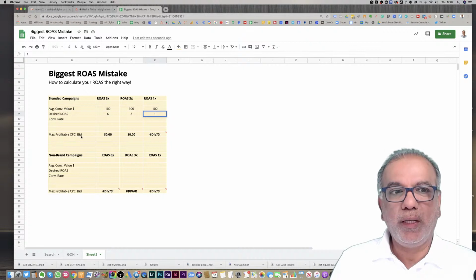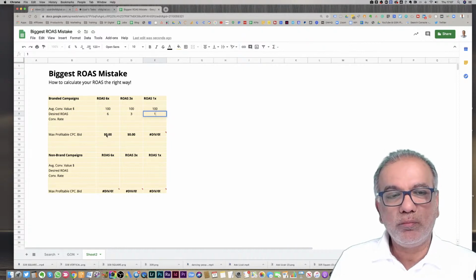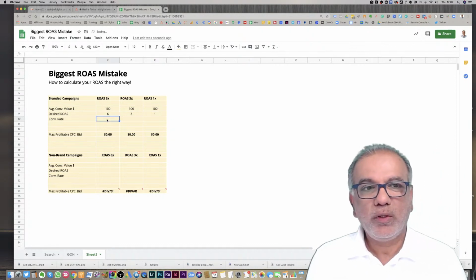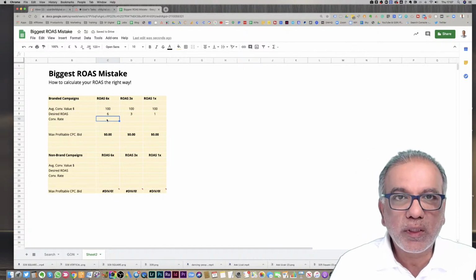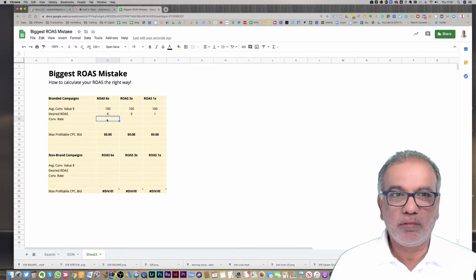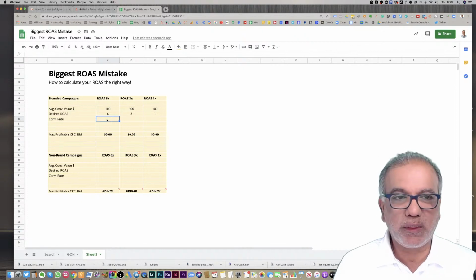What bid is your maximum bid you can afford to pay Google to be profitable for your return on ad spend. From your data set, you will also have a conversion rate in your Google Ads account. What is your conversion rate? 3%, 5%, 10%, and so on.